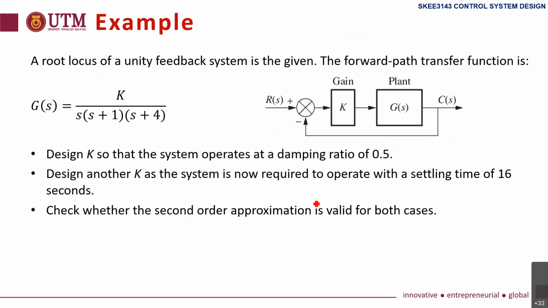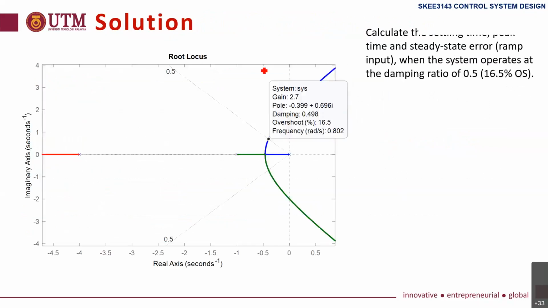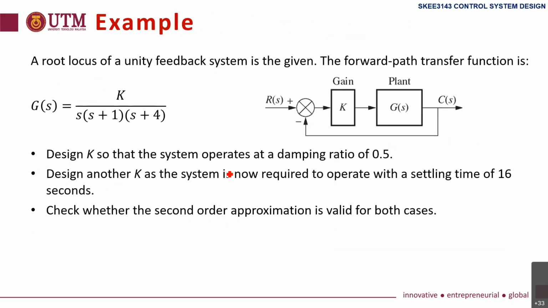Let's see one example. A root locus is given. This is the root locus. The system is here, the transfer function. Design K so that the system operates at a damping ratio of 0.5. This is exactly similar to the question in root locus. And this is gain adjustment control. When people say gain adjustment, this is the one. Design K to achieve damping ratio 0.5.